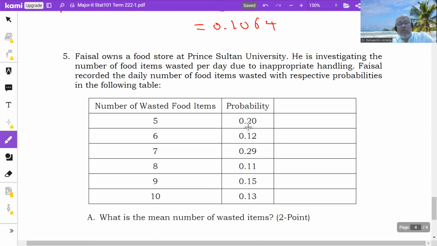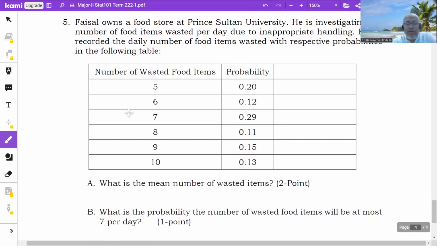Faisal owns a food store at Princeton University. He is investigating the number of food items wasted per day due to inappropriate handling. Okay. Faisal recorded the daily number of food items wasted with respective probabilities in the following table. Okay. So this is the probability of each one of them. The total probability, if you add all of them, you should get 1, okay? If it is not 1, then there is a mistake in the question.